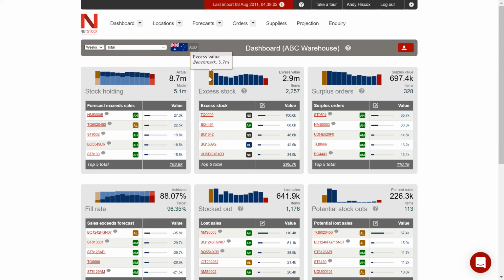It highlights for us why we haven't. So when we started here, we had a lot of excess stock. You can see the excess stock has been reduced.